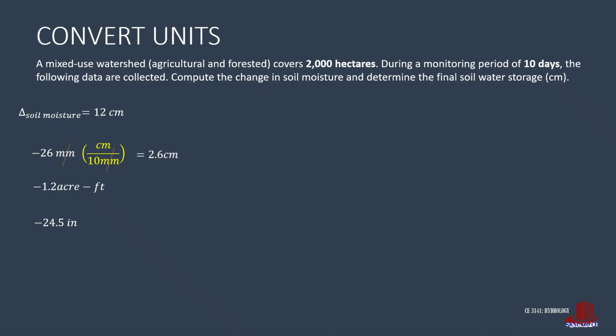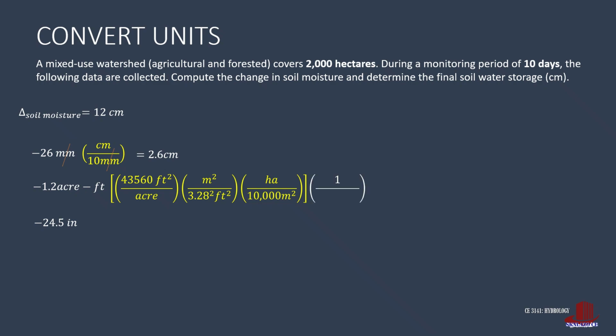We cancel out acre by multiplying the factor of 43,560 square feet per acre. Then multiply the square of 3.28 feet is to 1 square meter. Then again, multiply the factor of 10,000 square meters is to a hectare. Now that acres turn into hectares, divide the term by the catchment area of 2,000 hectares. This will totally take out hectare and acre from the picture.